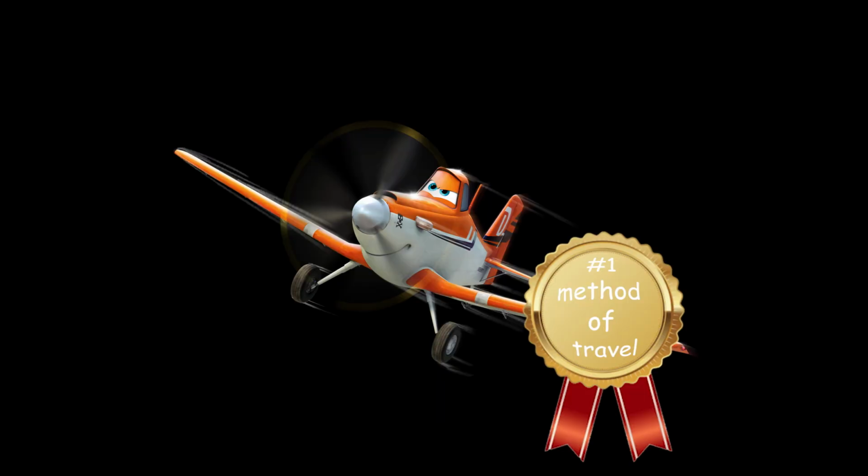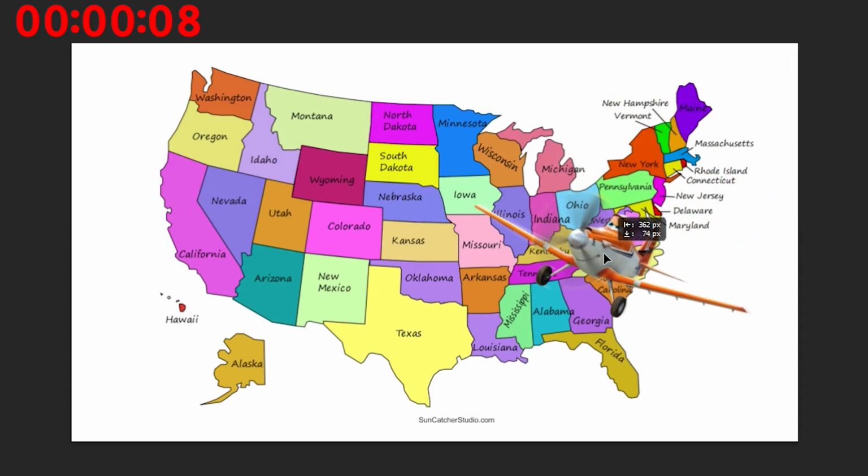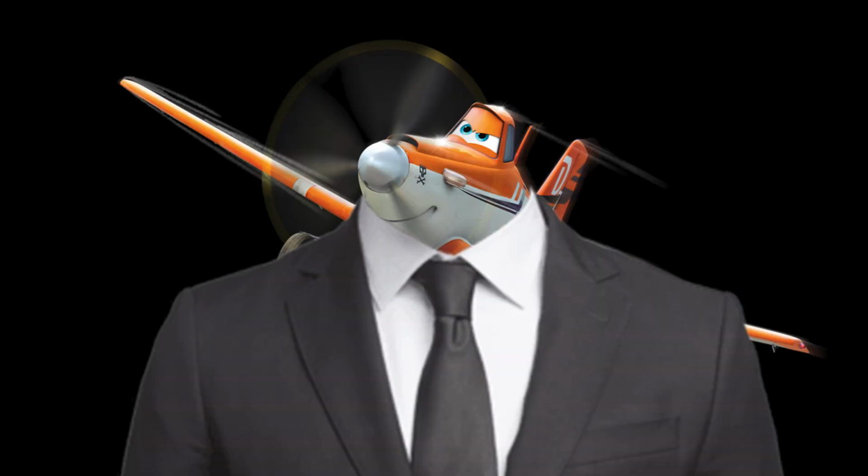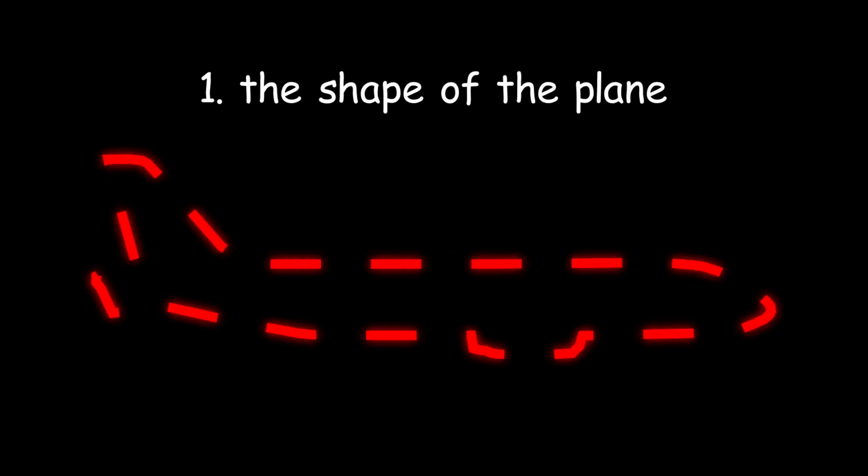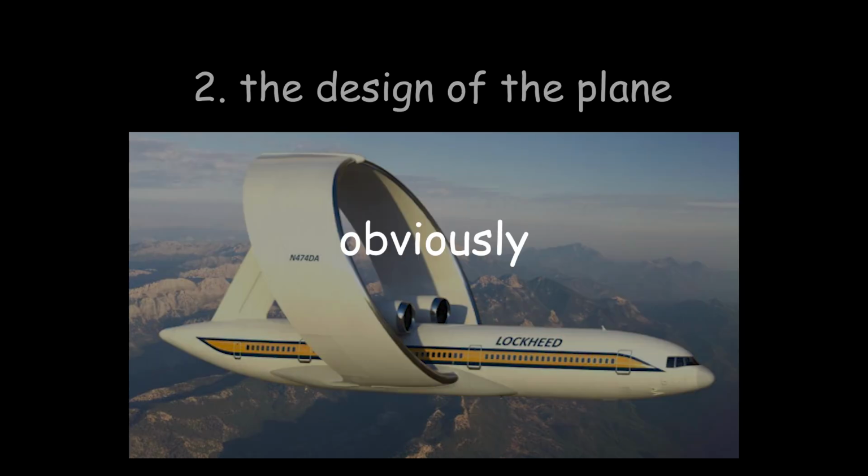Planes are pretty much the best method of travel when it comes to covering really long distances in a short amount of time. But if you clicked on this video, you're probably wondering how they actually work. Don't worry, bro. I'm about to explain. Basically, there are a few key elements going on with these things. The shape of the plane, the design of the plane, and obviously the engines.